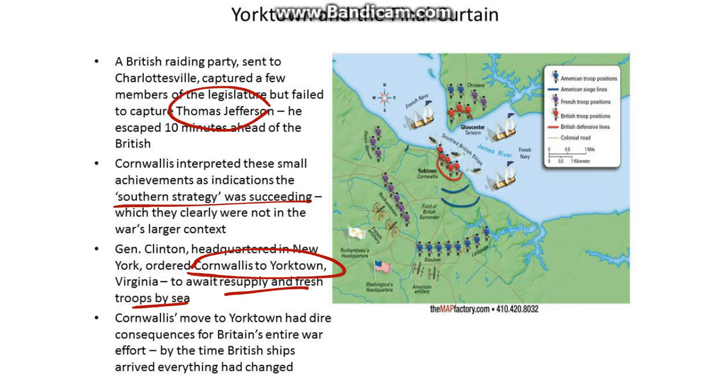In addition, Cornwallis thought that Yorktown was a good place for him to resupply because they had learned during the Battle of Saratoga that getting too far from the coast or from the British fleet was a very big mistake because they were unable to resupply as easily or as quickly as they needed to. Cornwallis's move to Yorktown had dire consequences for Britain's entire war effort. By the time British ships arrived, everything had changed. You can see this is a map of Yorktown and what it looked like with Cornwallis here on the peninsula.